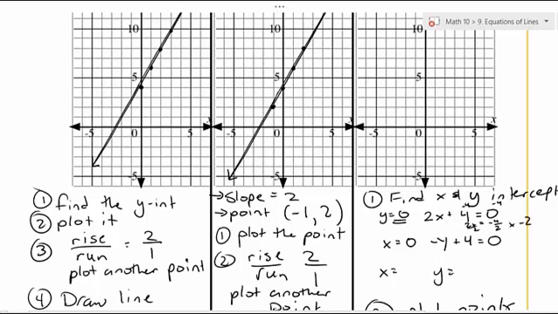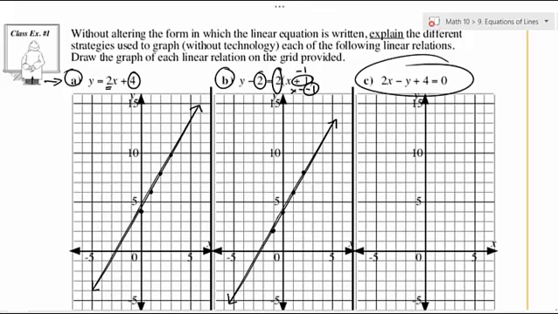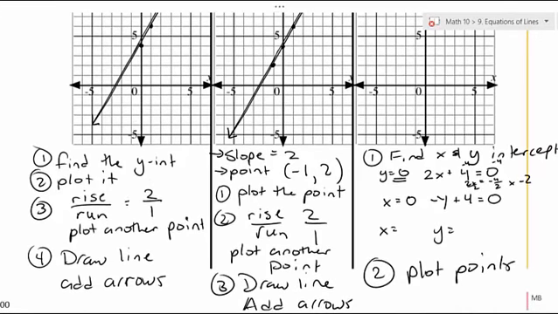Well, how about when x equals 0? So we've got -y plus 4. And that's just saying, hey, if x equals 0, we still have this -y plus 4 equals 0. So in that case, we just take away 4 from both sides. Now -y equals -4, y equals 4. So we've got a -2 and we've got a 4. So what we do there is we just plot those points and then draw a line between them.